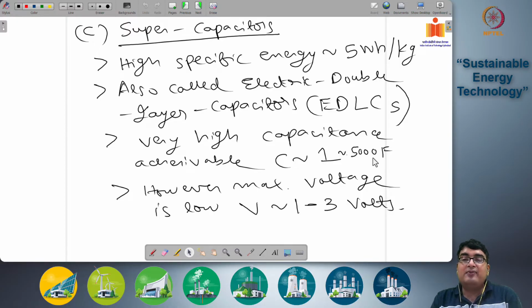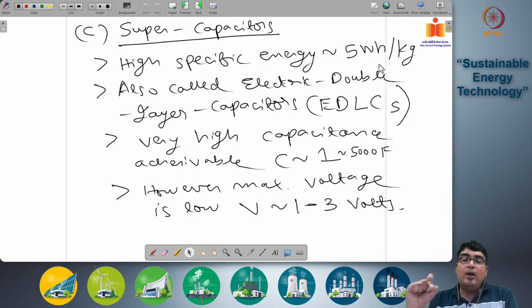You have capacitance values of 1 to 5000 farads, whereas for electrolytic capacitors it was around 10 to the power minus 2 farads, and for traditional electrostatic capacitors it was like 100 microfarads, like 10 to the power minus 4 farads. So we are getting once again 100 to 1000 times increase in the capacitance value in supercapacitors compared to electrolytic capacitors, and that is directly transferring into the high specific energy availability that you are seeing.